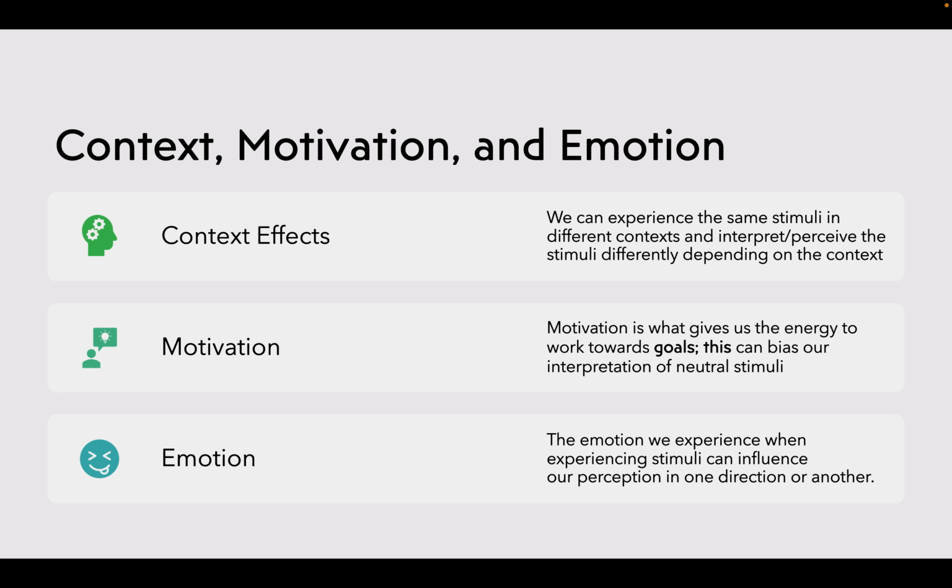The last one is emotion. The emotion we experience when experiencing stimuli can influence our perception in one direction or another. So hearing sad music can tilt the mind toward hearing a spoken word as mourning, as in grieving, rather than morning as in the morning. A hill seems less steep to people who feel others understand them. And when angry, people more often perceive neutral objects as guns.